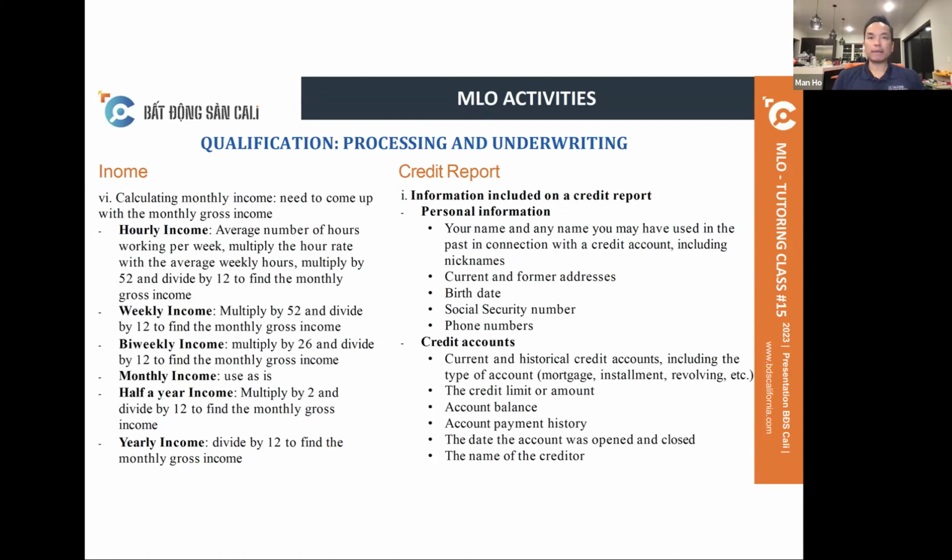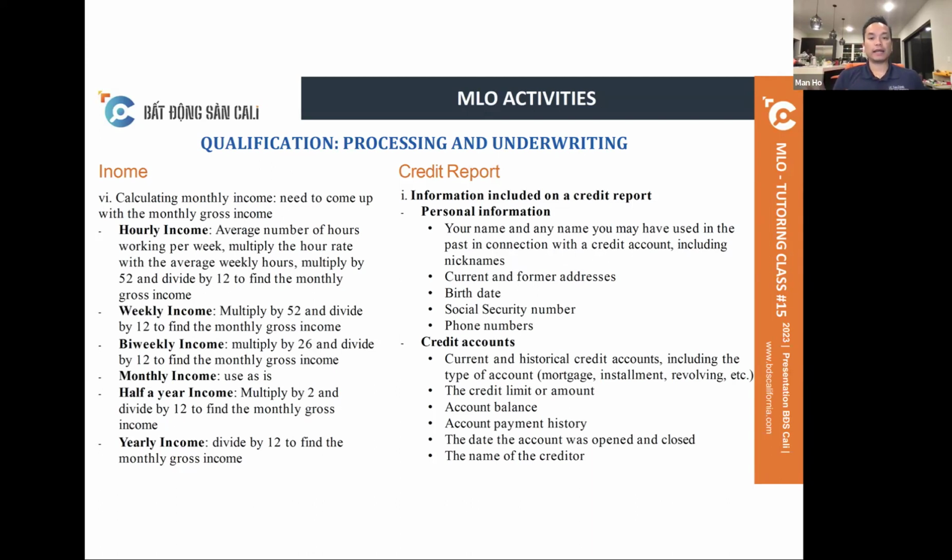For half a year income, you multiply by 2 and divide by 12. For yearly income, maybe somebody gets a payment at the first of the year, you work the whole year, then you take that total and divide by 12 to get the gross monthly income.